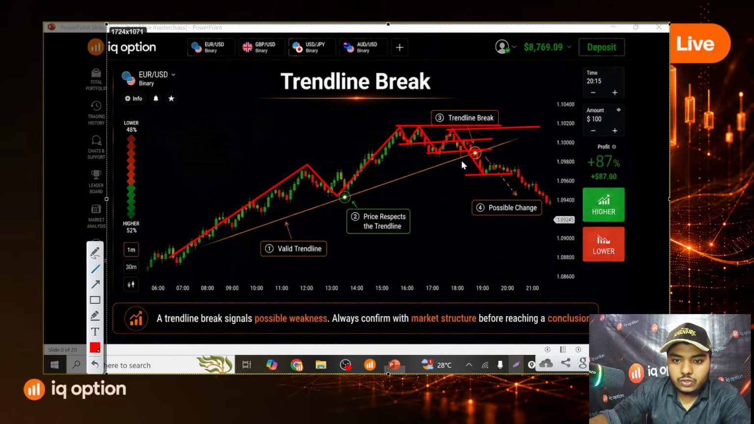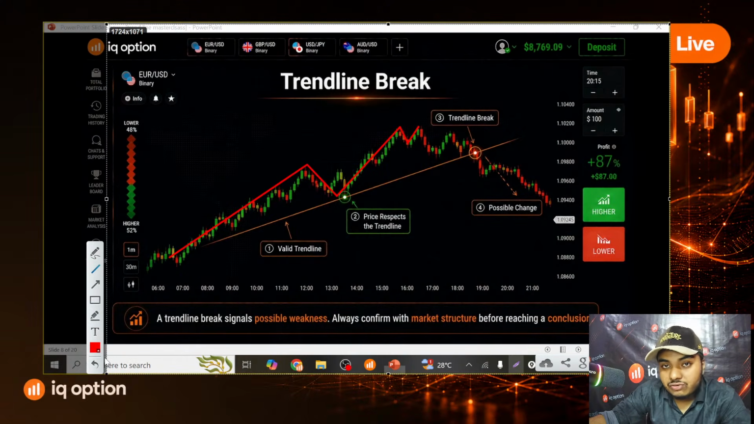Okay, as I told you, a trend line break alone does not confirm a new trend. You have to understand the market structure. Sometimes the market breaks the trend line and then quickly moves back, as you already saw in the IQ option. After the breakout, the market again goes back in its original direction. So that's why we should never rely on a trend line break alone. Always combine it with market structure and wait for confirmation before making any trading decision.